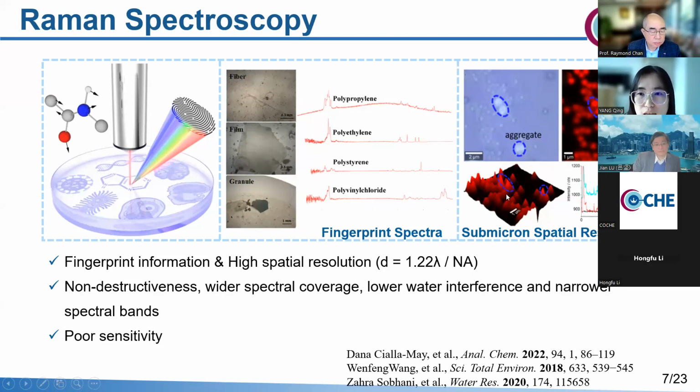Similar to SEM, when the pixel or position information is provided, the intensity of the characteristic peak can be mapped into an image to visualize the samples. Compared with infrared spectroscopy, it has a higher resolution of up to 1 micrometer. It also has the advantages of non-destructiveness, wide spectral coverage, low water interference, and narrow spectral bands. But the low sensitivity of Raman spectroscopy limits its application.